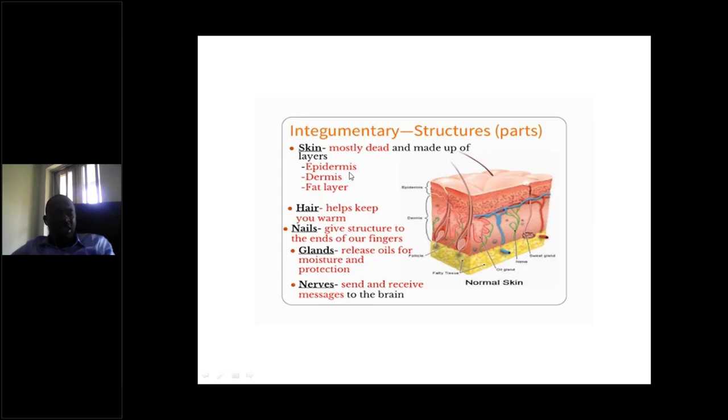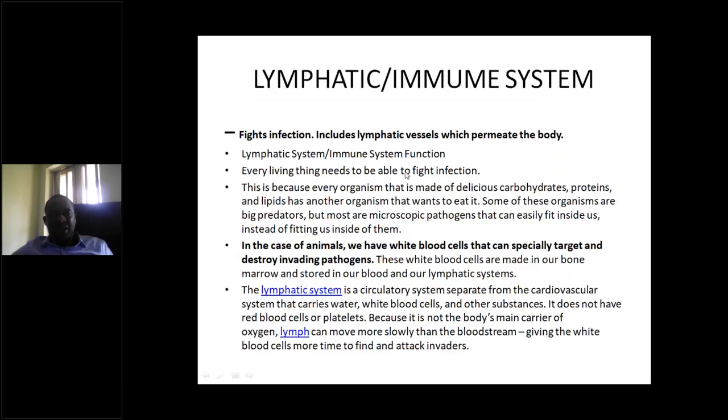On the skin, you have the different layers: the upper layer, the epidermis, the dermis, and the fat layer. So you have the upper, the middle, and the lower layer. Under the integumentary structure, you have the skin, the hair, the nails, the glands, and the nerves.